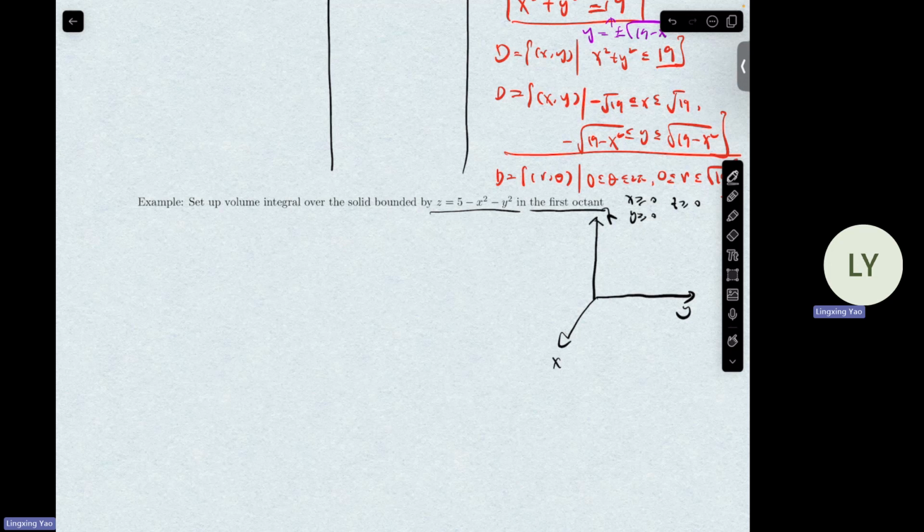Okay, so I think we have some idea about what this looks like, because when x equals 0 and y equals 0, we get the highest point of z. If you notice, that will be 5, I think, here. All right, and how about when z equals 0? That will be an intersection of this paraboloid with the xy plane. I think we get x squared plus y squared equals 5. So that will be a circle.